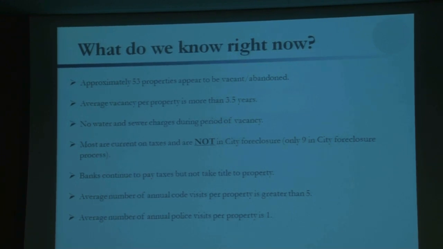So we have to get a good understanding on that, because everything we're going to talk about really hinges on moving title of these properties. The average number of annual code visits per property is greater than 5 a year. That means our code officers are going there 5 times a year minimum, and we at least get 1 police call in each property on average.